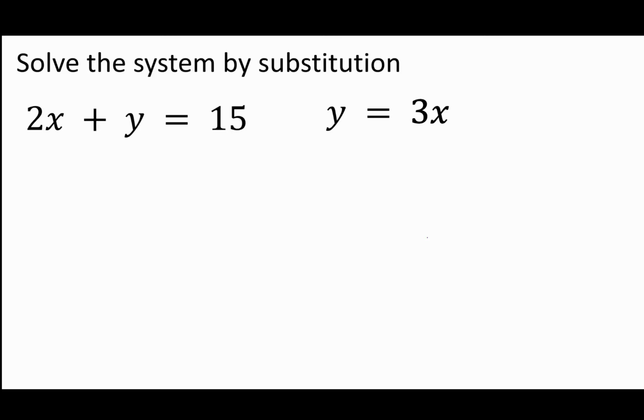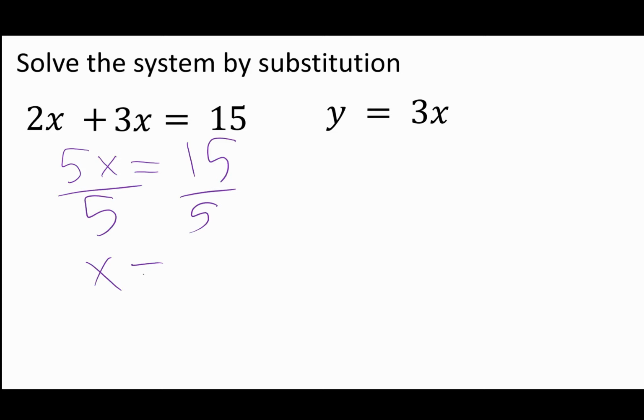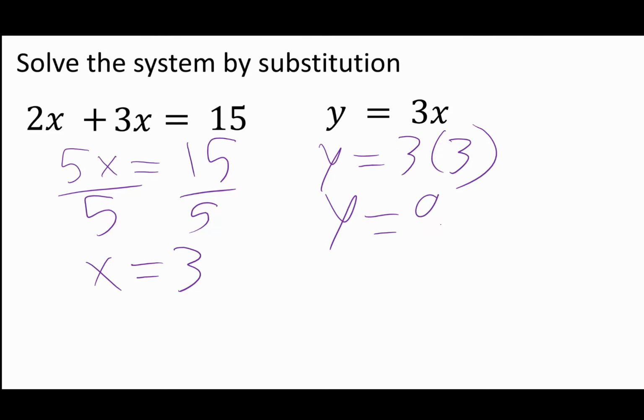All right, so I'm going to, again, substitute in. Just replacing the y with what y is equal to. In this case it is 3x. So I end up with 2x plus 3x is equal to 15. Add my like terms, so we get 2x plus 3x is 5x equal to 15, and divide by 5. x is equal to 3. Take and plug back in, and we get y is equal to 3 times 3. So we get y is equal to 9. So my point is 3, 9.